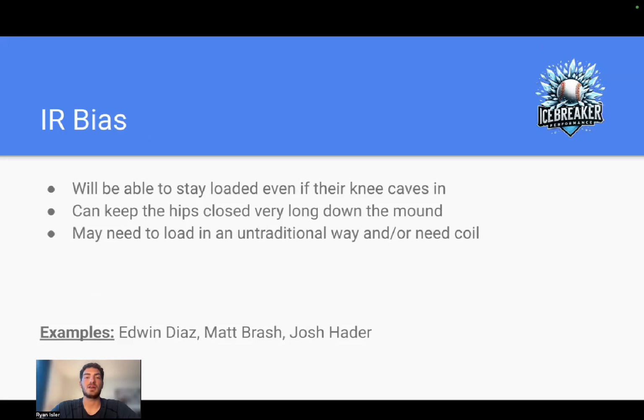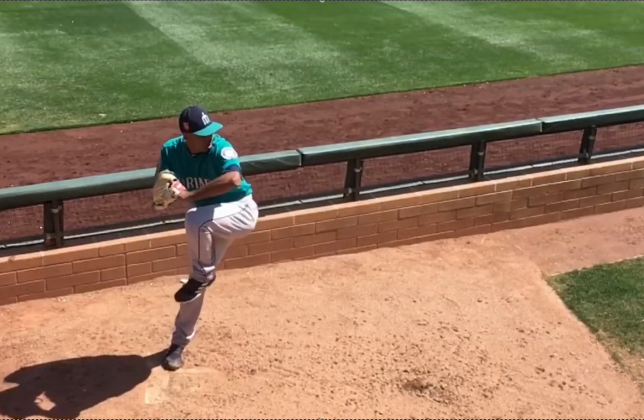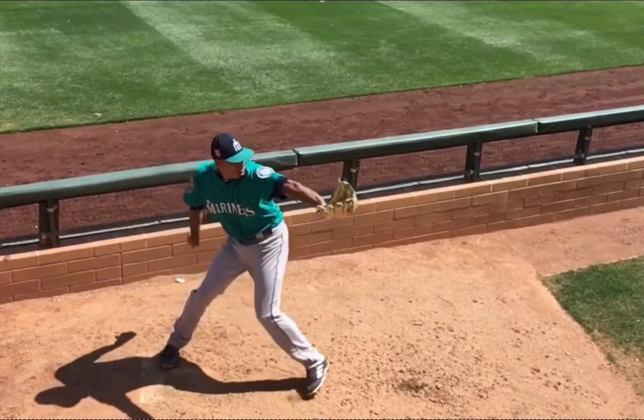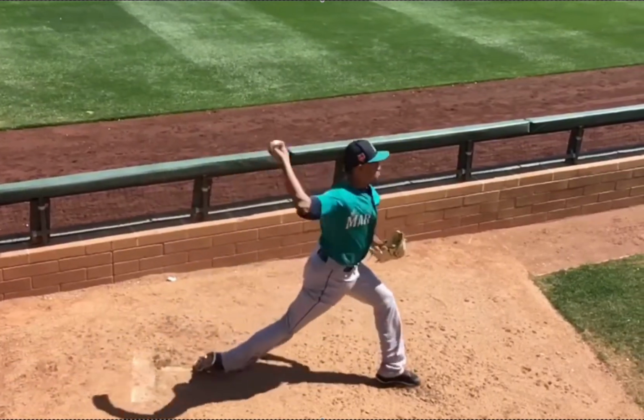So a lot of times they have to find an untraditional way to kind of coil up, or do something with their leg kick where they can get some tension and hold that down the mound. But because of the way that their hips work, that's typically not going to be with a vertical shin. A lot of these guys may look quad dominant, but really that's just their hips finding the optimal pattern for themselves, right? And some examples of this in the big leagues: Edwin Diaz, he's probably my favorite example.